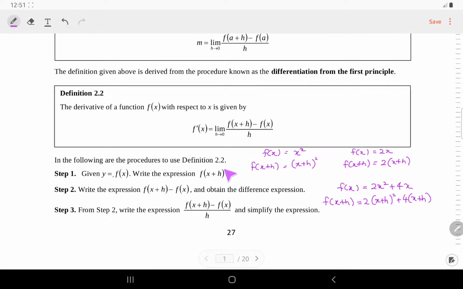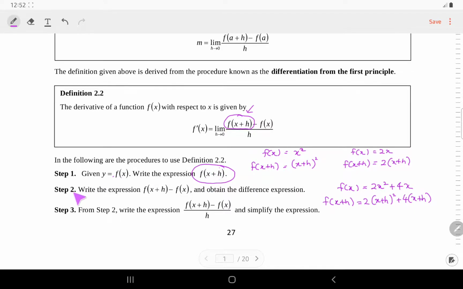So it is very important that you find the correct f of x plus h, because you will insert it into the formula. If you get a wrong f of x plus h, you will insert the wrong function here, and when you calculate this formula, you will get a wrong answer. So that's the first step: you need to make sure that you find the correct f of x plus h.